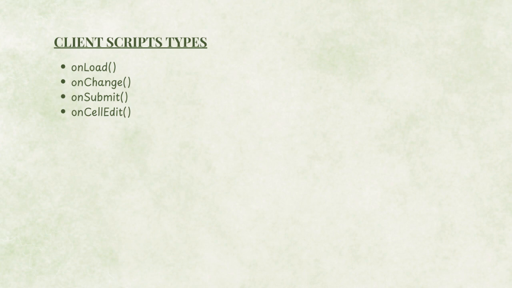Onchange scripts are triggered whenever a user modifies a field, so we can perform real-time validation or update related fields instantly. OnSubmit scripts come into play when the user submits the form, giving us a chance to validate data or trigger workflows before finalizing. Lastly, onCellEdit scripts are useful in grid or list views, enabling us to respond to individual cell edits within a dataset. Connecting these script types to the overall theme, they empower us to create more interactive, user-friendly, and efficient forms, tailored precisely to our business needs.